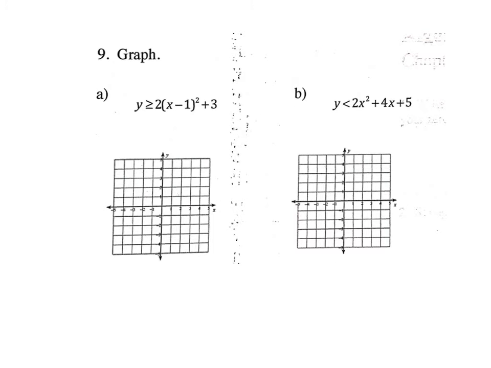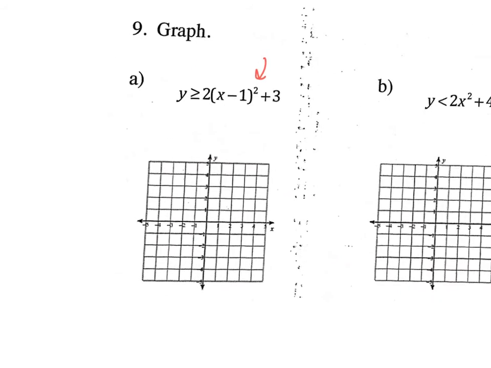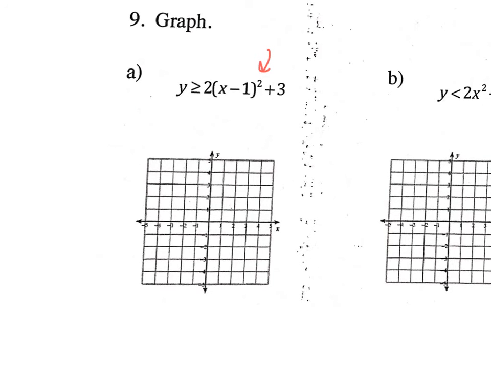All right, graph these. First of all, this first one is already in vertex form. It's ready to go. So let me blow this up a little bit. I'm going to go to 1, 3. Right, there's my vertex. It opens up because of the 2 right there, and it's solid because there's an equals. Now I've got to figure out where to shade, whether inside or outside.